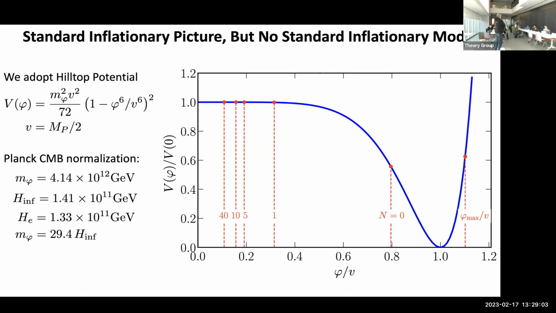So if it would just be, say, a conformally coupled scalar field in a quadratic potential, then the gravitational particle production would shut off for a mass that's larger than the mass of the inflaton.